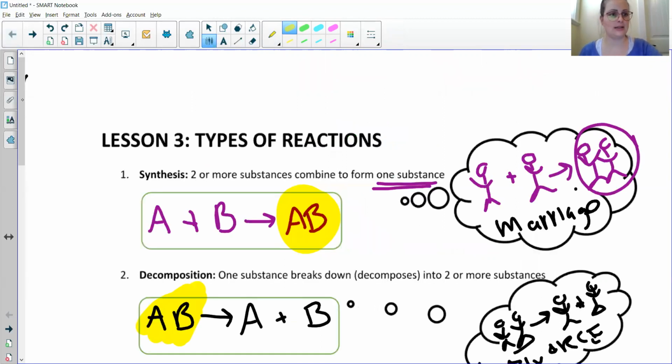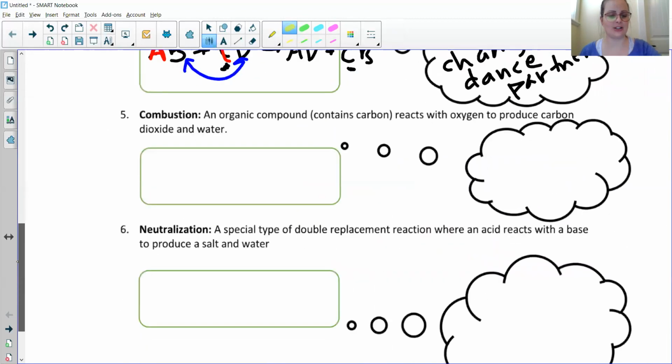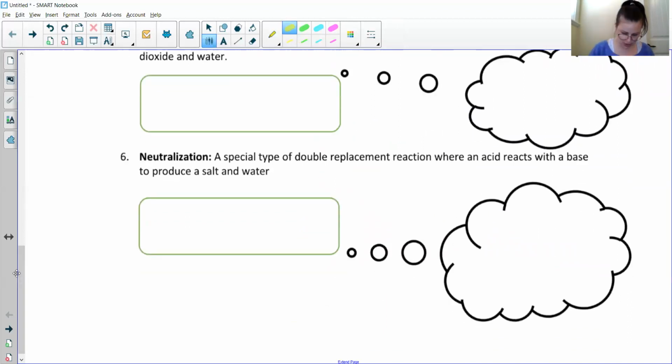All right. Now I'm going to actually skip combustion and go to neutralization. Neutralization is a form of double replacement. It is a double replacement reaction, but it's special. And the reason why it's special is that the compounds that are the reactants are an acid and a base. Now, we don't have time to go into acid and base science, but you can recognize an acid because it is an H.